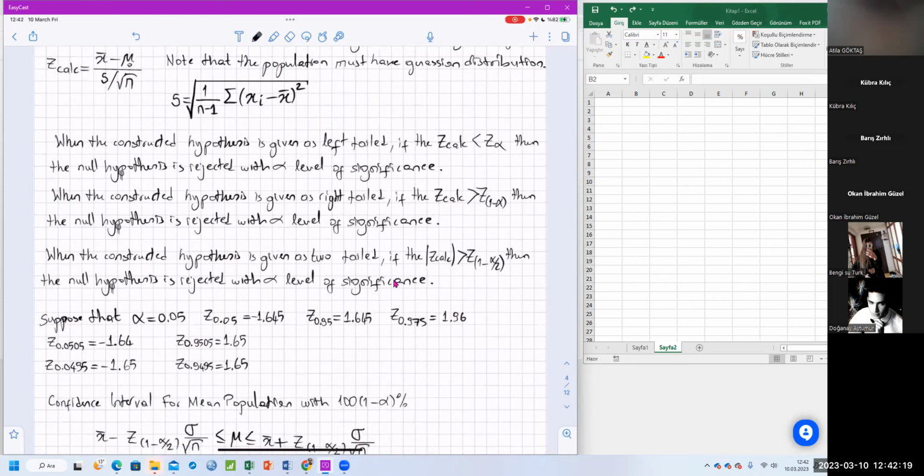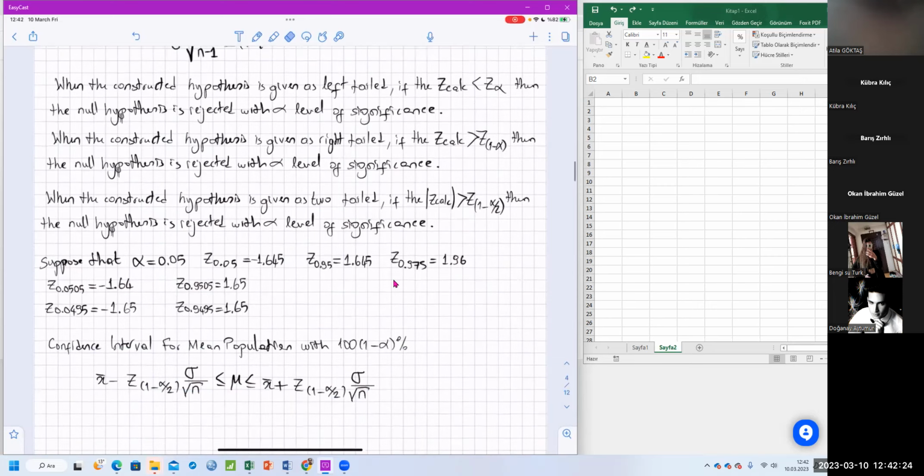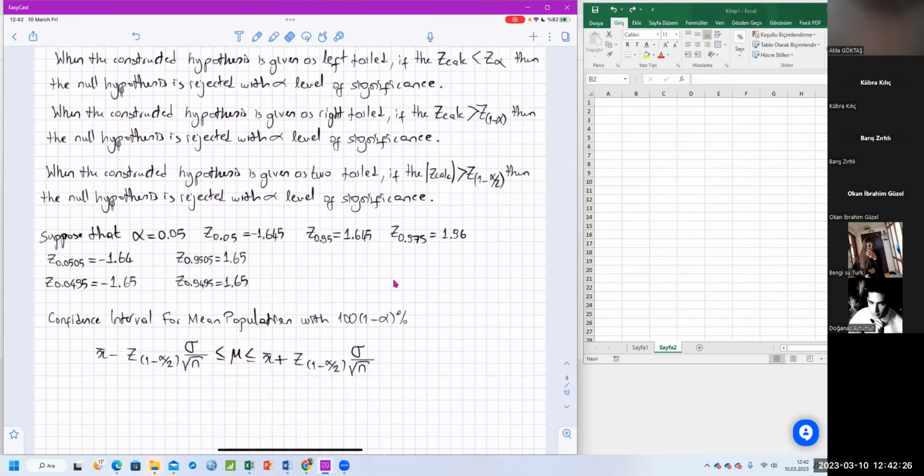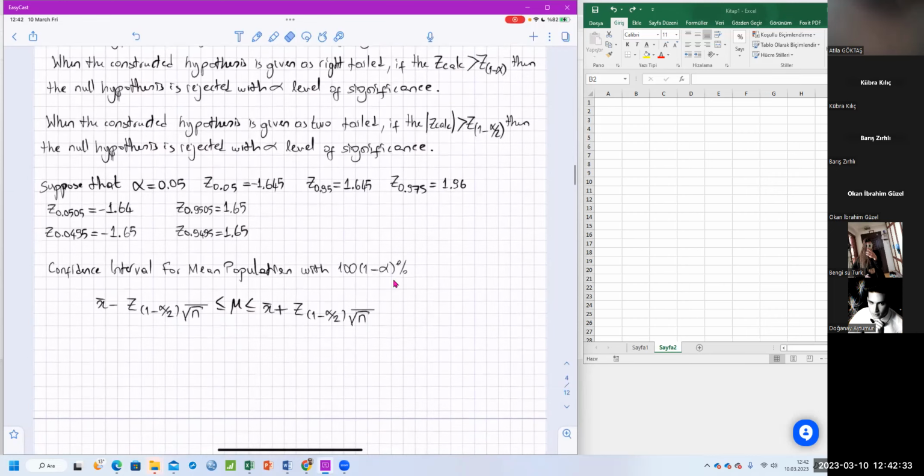The remaining is all the same. The only thing I modify is sigma in the confidence interval, which I have to consider as S, the sample standard deviation. The population standard deviation is not known, and you need to calculate the sample standard deviation from the sample. Let's have an example.